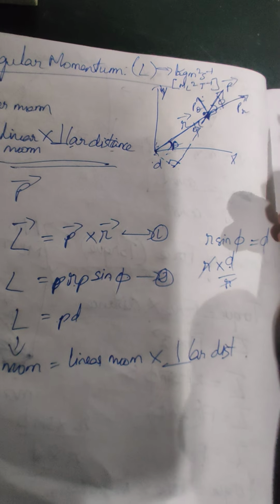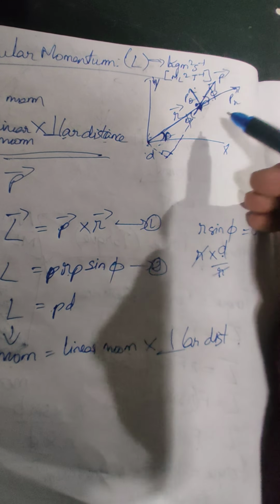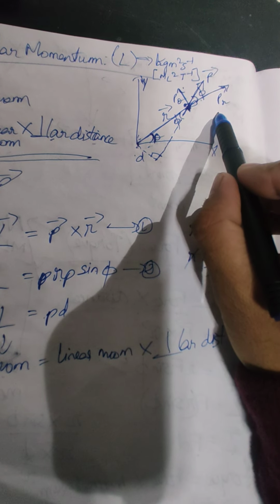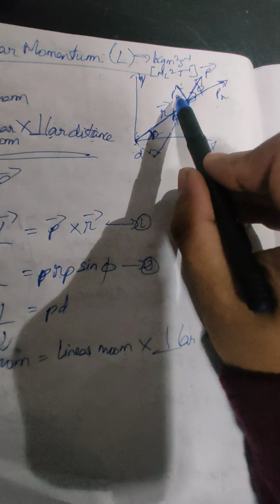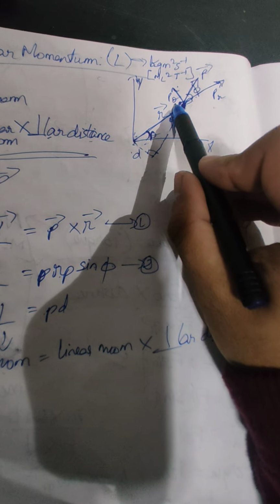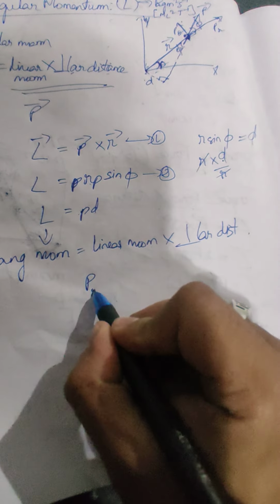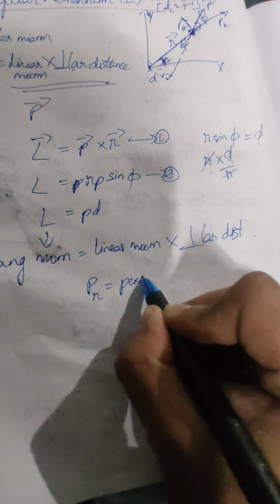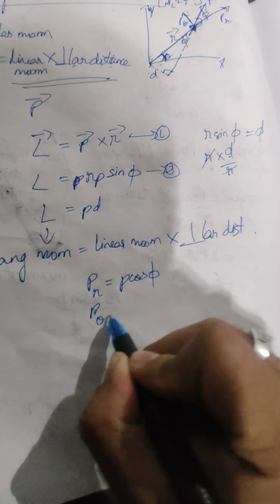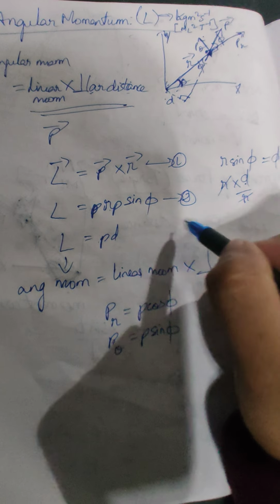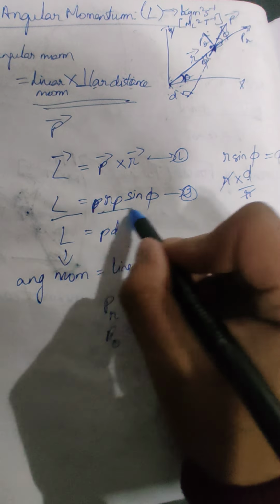Then PR is called again radial component of linear momentum, and P theta is called transverse component of linear momentum. And we can prove that PR is equal to P cos phi and P theta is equal to P sin phi. Now from equation 2, we have L equal to R P sin phi.